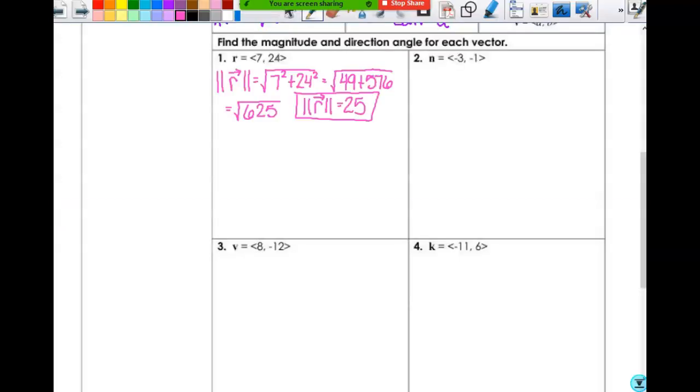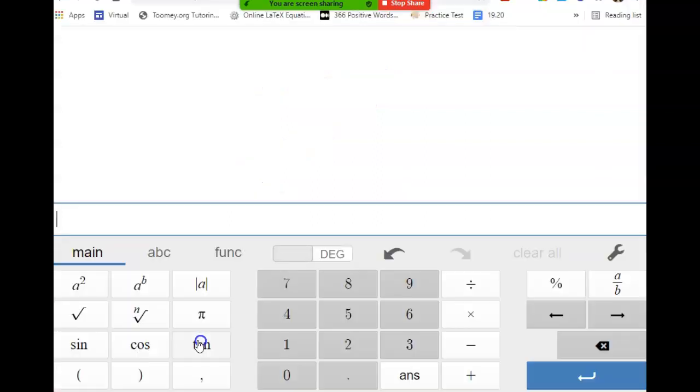All right. So then I need to find the direction angle. That's theta. Theta is equal to the tangent inverse of b over a. So that's 24 over 7. And when we're talking about vectors, we're usually using degrees instead of radians. So on your device, whatever it is you're using, make sure you're in degree form. Hopefully you know how to switch between the two on whatever it is you're using.